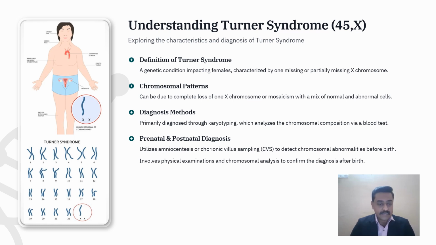Turner syndrome is typically diagnosed through karyotyping, wherein a blood test is performed to examine the number of chromosomes present. And as I mentioned earlier, we have both prenatal and postnatal diagnostic approaches which can enable identification of Turner syndrome in a female.